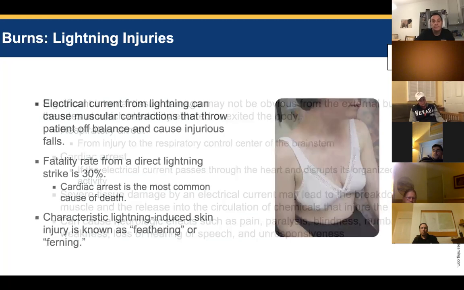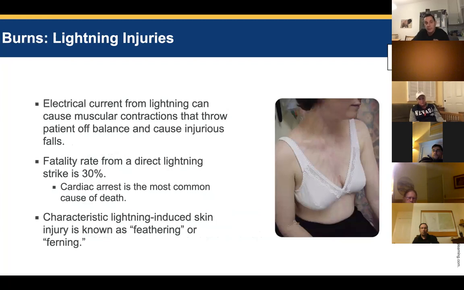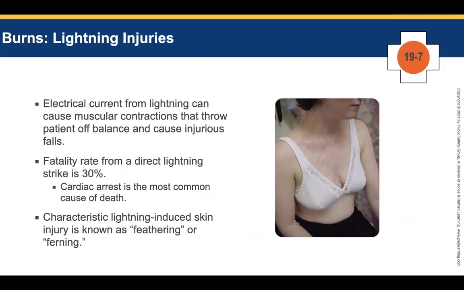All right. Okay, here's the slide I was talking about. This is from a lightning injury, but this can also happen from electricity passing through on the surface of the skin, and you can actually see the veins, and it looks like feathers, or it looks like a fern plant.